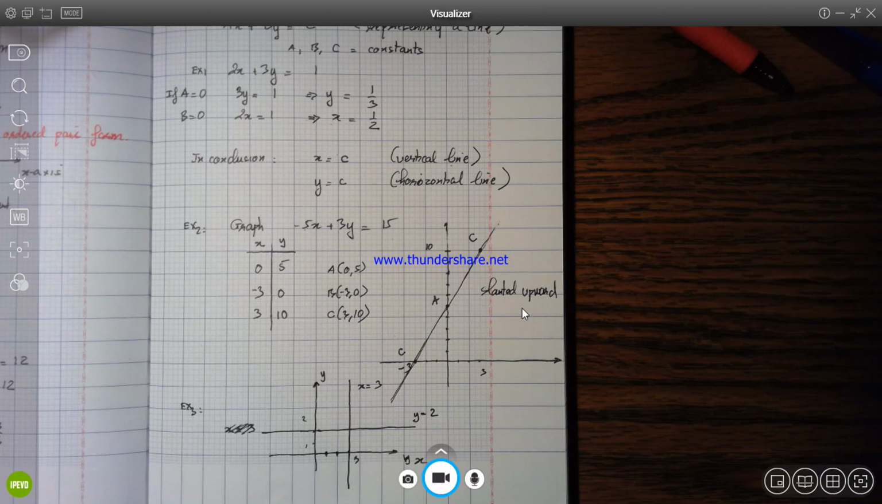Okay, so you see that if you have a special line, it's even easier for you to graph those lines. Okay, all right, let's see what else.